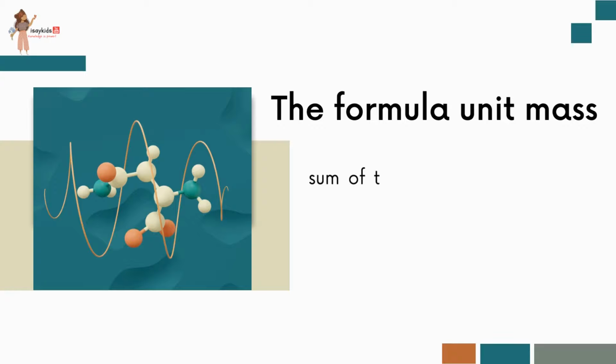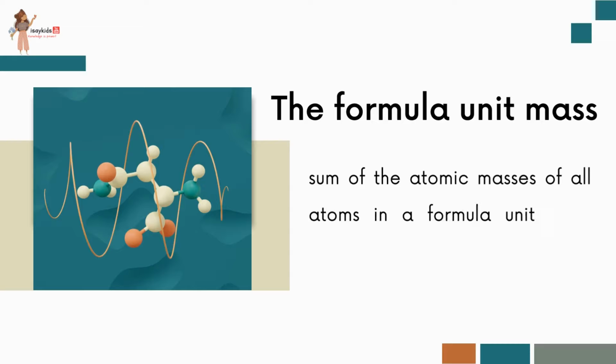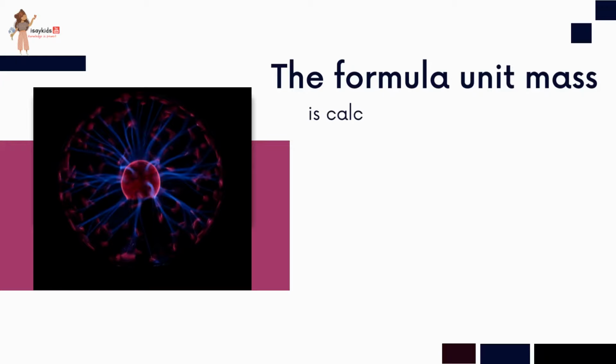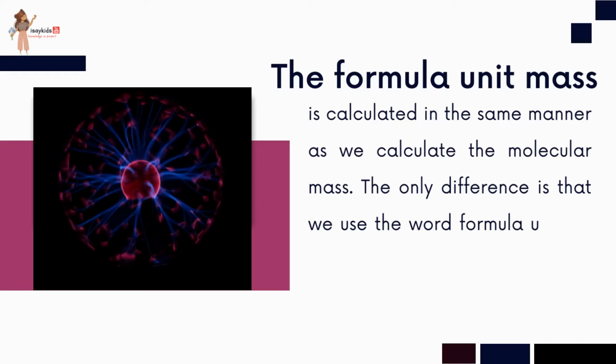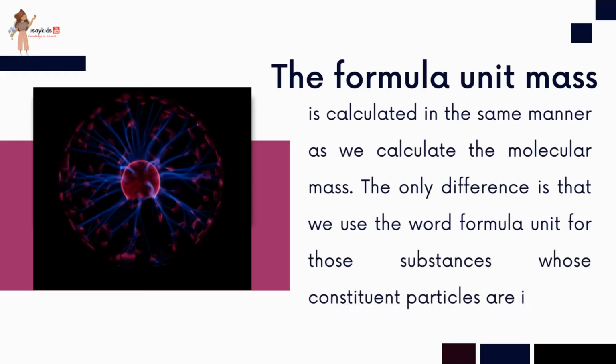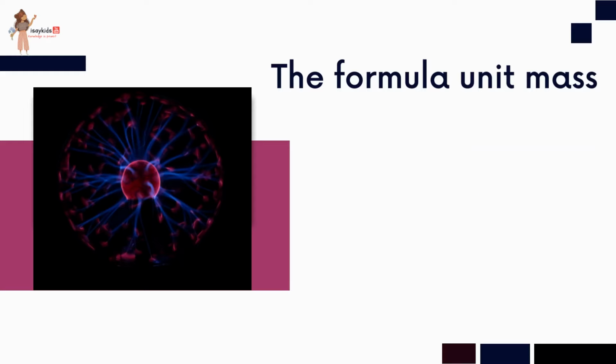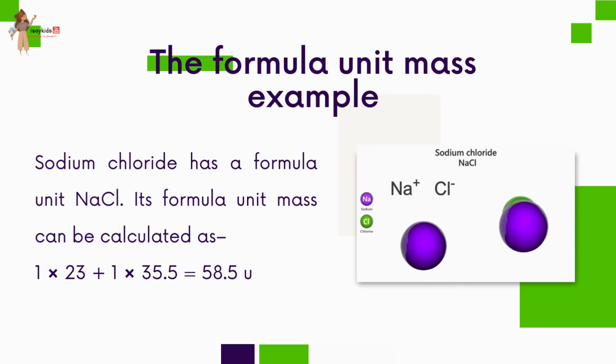Formula unit mass. The formula unit mass of a substance is a sum of the atomic masses of all the atoms in a formula unit of a compound. It is calculated in the same manner as we calculate the molecular mass. The only difference is that we use the word formula unit for those substances whose constituent particles are ions.